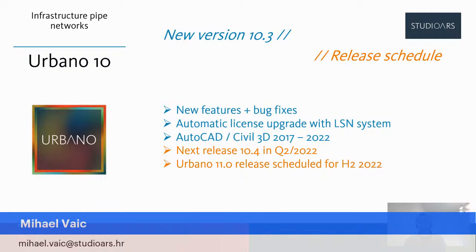And talking about schedules, I'm happy to announce that Urbano 11, the next major release, is on schedule for the end of next year. So probably in autumn of next year. And of course, this will be a major upgrade with several big new functions, big improvements, and also many smaller fixes, improvements, and upgrades.